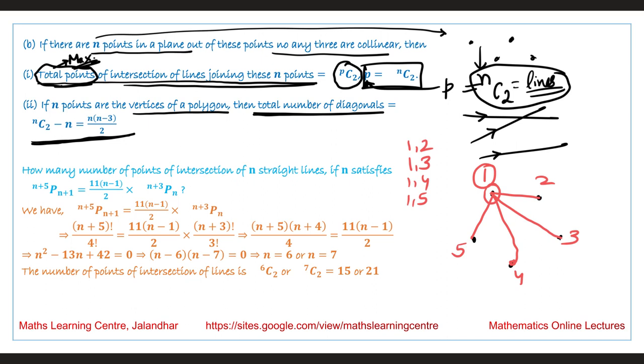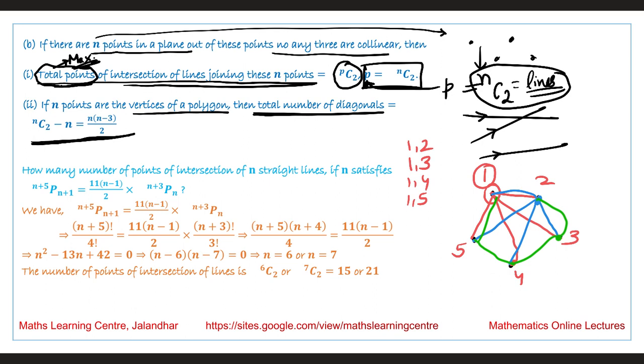Now, similarly, I can start with 2. I am joining 2 to 3. 2 is already joined to 1. 2 to 4, 2 to 5. Similarly, when I start with this point 3, 3 is joined to 2, 3 to 4, 4 to 5. These all points are joined.